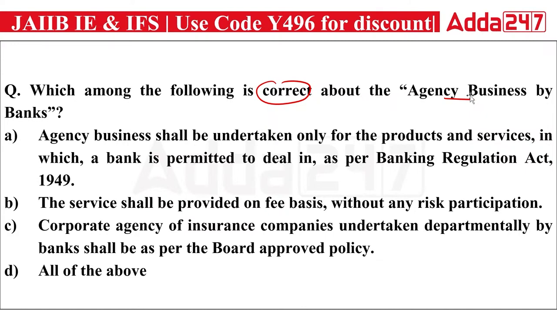Second is saying the services shall be provided on a fee basis without any risk participation. If bank is providing insurance, if bank is providing portfolio management services, bank will not undertake any risk participation. Bank will work as a mediator to provide those products to the customer, but bank will never be taking participation. The third is saying corporate agency of insurance company undertaken departmentally by bank shall be as per the board approved policy. And all the statements are correct about the agency by bank. Okay, all the statements are correct in context to your agency.